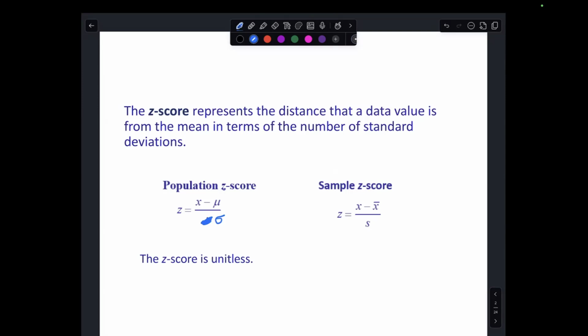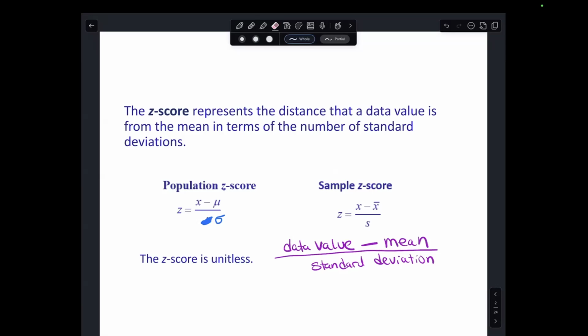So our population z-score, it's really all about just notation. Remember, the population gets the fancy symbols, the sample gets the boring symbols. So here, population, to calculate a z-score, you take the data value. I'm going to actually write it out in words. Take the data value minus the mean, and then you divide it by the standard deviation. So this just tells you how many standard deviations something is from the mean.